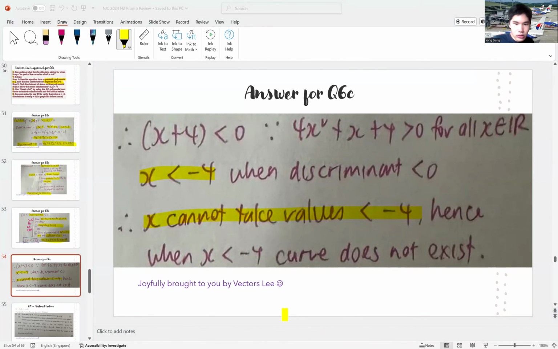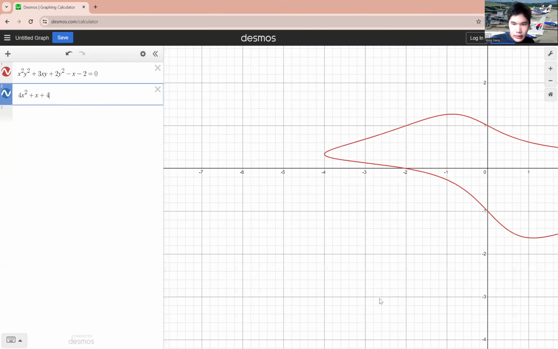Because going back to here, the red graph, let's say I have to draw a line here. You see, it intersects the curve at two distinct points. But if I want to use another line, a pinkish line, here it does not intersect the curve at any point. So that's why there are no real solutions. Okay, so this is the learning point for question 6C.